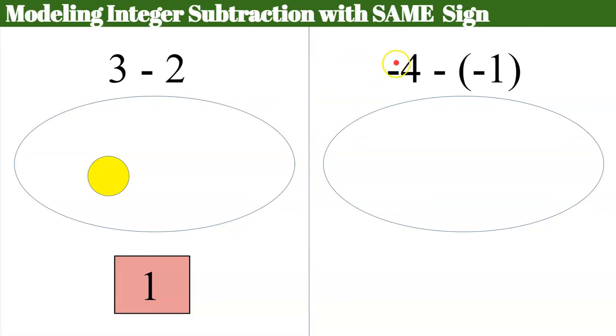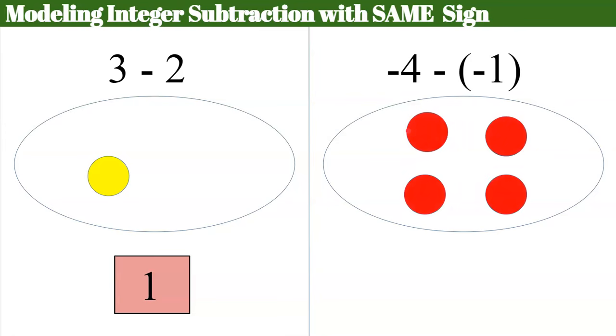Let's try this second example. I start with negative 4. So I'm going to put 4 negative chips on my mat, and it's asking me to take away, subtract 1 negative chip. So I'm going to take 1 negative chip off my mat, leaving me a difference of 3 negative integer chips for negative 3.